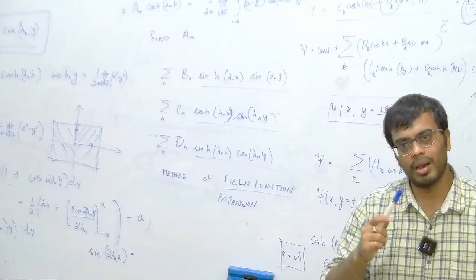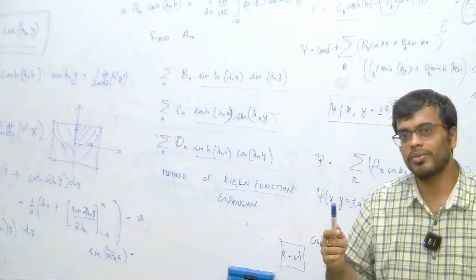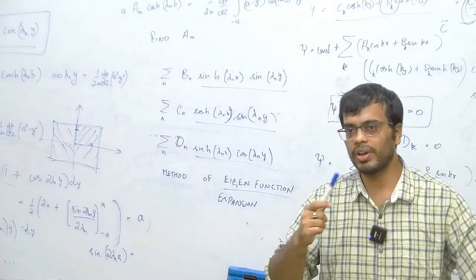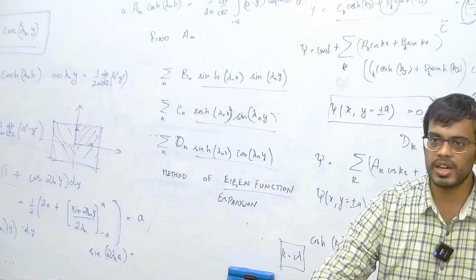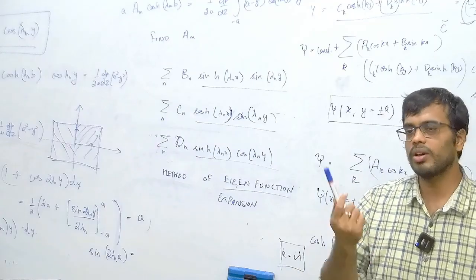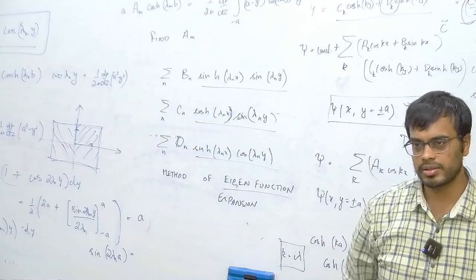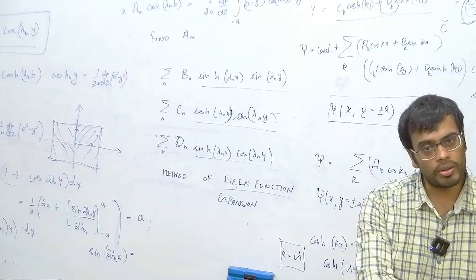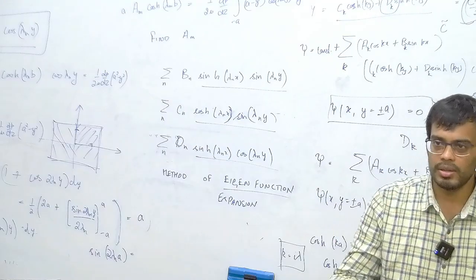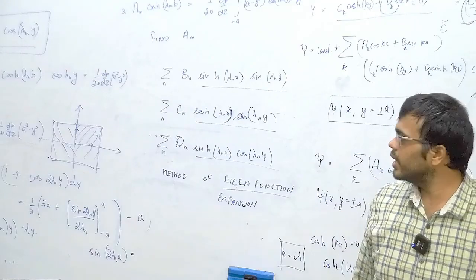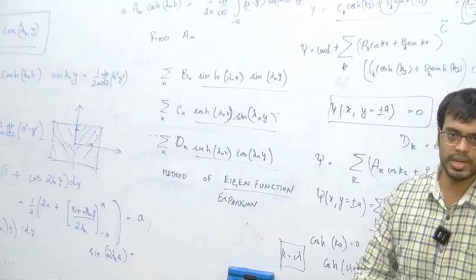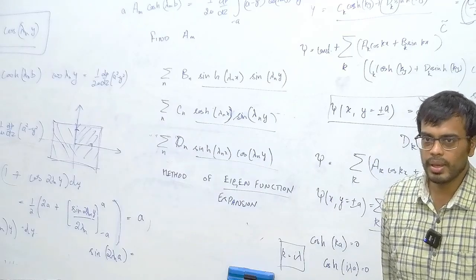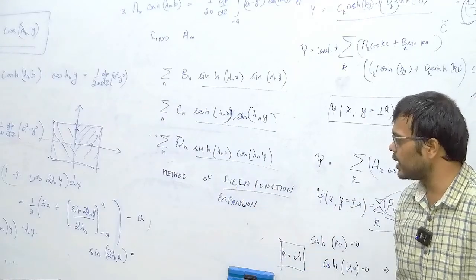A very engineering type of visualization you can make is that vectors are finite dimensional tuples. Think of functions as infinite dimensional tuples or infinite dimensional vectors. Then all of those concepts of taking inner products and solving for the coefficients apply to functions also, as far as we are dealing with them. And that is what this method of eigenfunction expansion is.